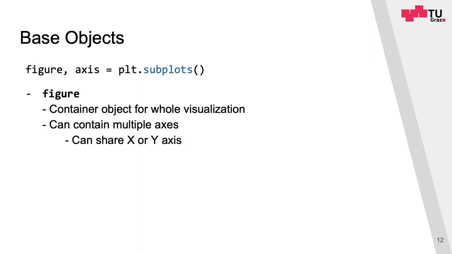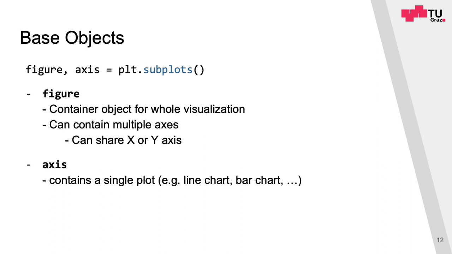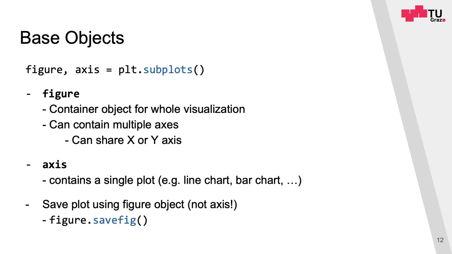And the figure object is a container object for the whole visualization, and it therefore can contain multiple axes, which can share, for example, the x or y axis. And the axis object contains a single plot. So for example, a line chart, a bar chart, and so on.